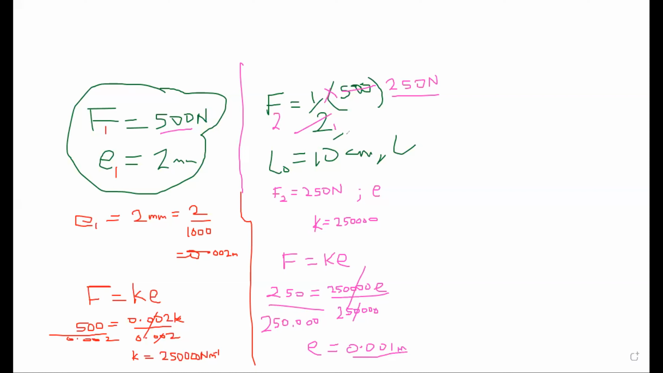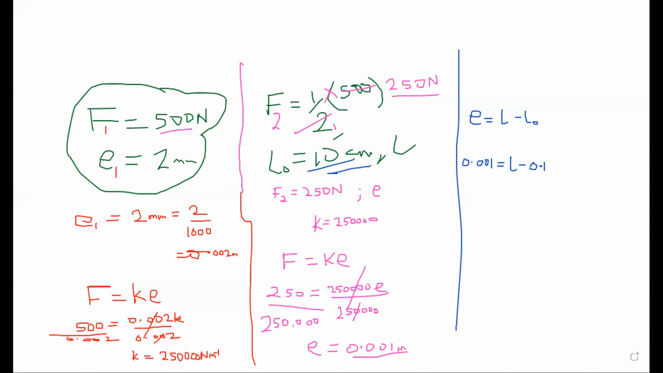The people who read the question for us were clear, and they were asking us for the new length. We know that extension is equal to new length minus the original length. That one I told you at the beginning of the lesson. So our extension is 0.001, and the new length L is what we are looking for, but we have the original as 10 centimeters. If you change 10 centimeters to meters, you get 0.1.